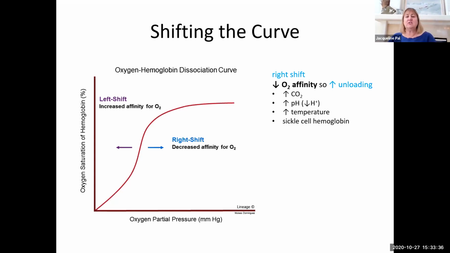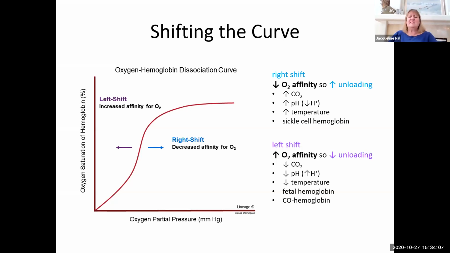So what gives us a right shift? Well, when you have an acidosis or high CO2 levels, or when you have a fever, and if you have sickle cell disease, all of these cause a right shift. We also have what's known as a left shift, which is essentially the opposite of a right shift, meaning that we're going to have an increased affinity. So we're holding on to it much tighter. We're less likely to unload the oxygen. And so most of these things are the opposite of what would cause a right shift.